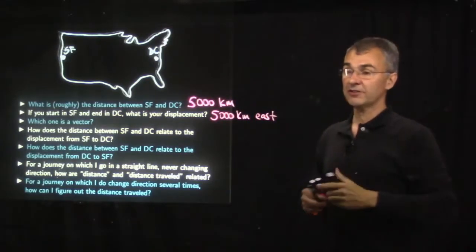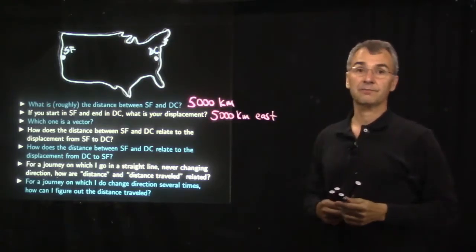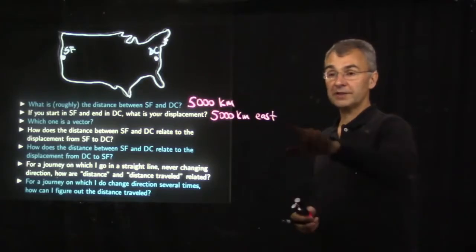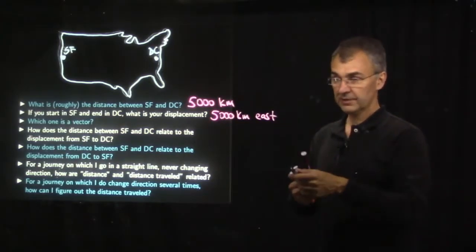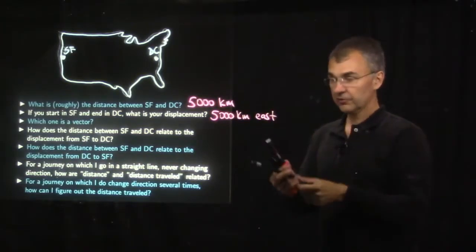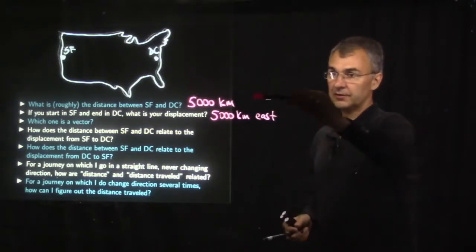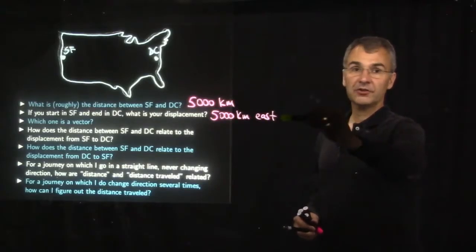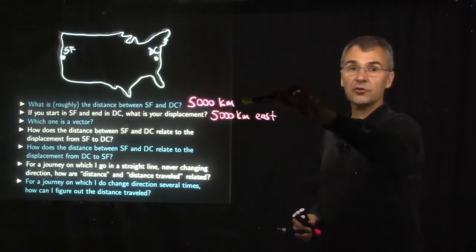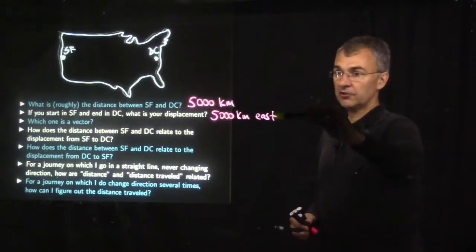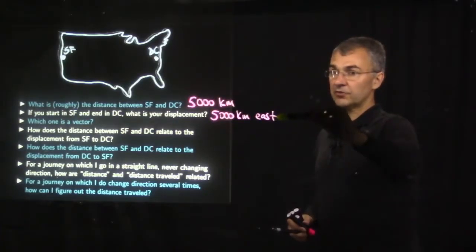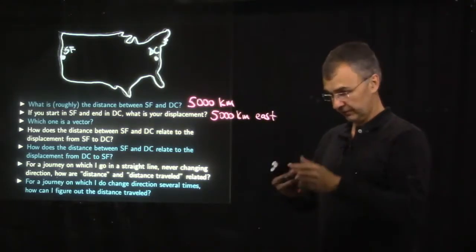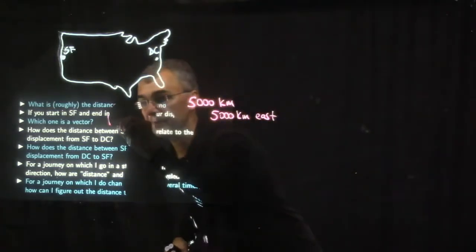So that's a magnitude and a direction. So that's a vector. Which one is a vector? Oh, this is a vector. This is not a vector. So the displacement has a magnitude and a direction. The distance has only a magnitude. So this is a vector. Displacement is a vector. Distance is not a vector. Okay, so which one is a vector? Displacement.